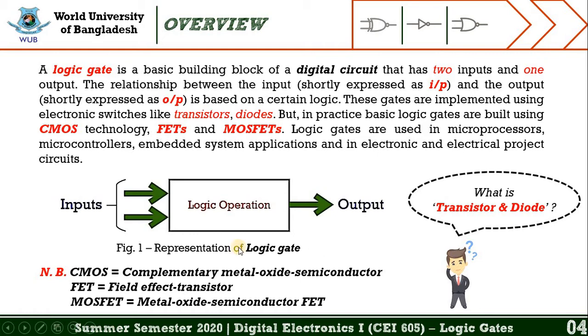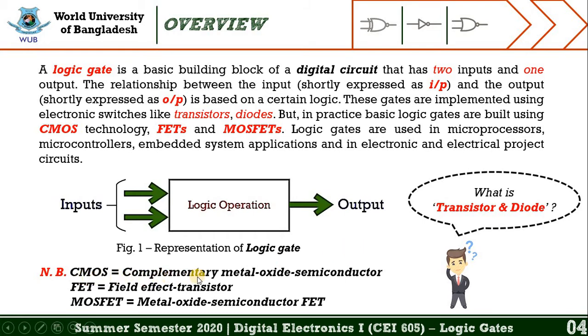Figure 1 represents the basic, or you can say the schematic, diagram of a logic gate. We already know from the first paragraph that a logic gate generally has two inputs and one output, which is represented in figure 1. There are three words in the first paragraph: CMOS, FETs, and MOSFET. What are the full forms of these words? So let's check it out.